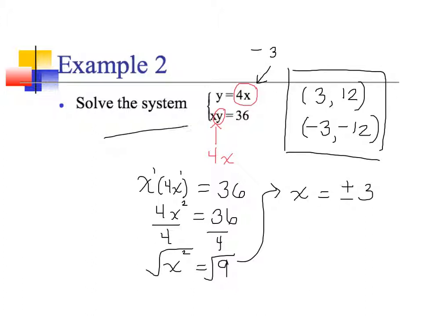And once again, I can check to make sure they both work by substituting them into both equations. I already know they work in the first equation. If I try the second, 3 times 12 is 36. And if I try the other solution, negative 3 times negative 12 is also 36. So my consistent system of equations in example 2 has 2 solutions.